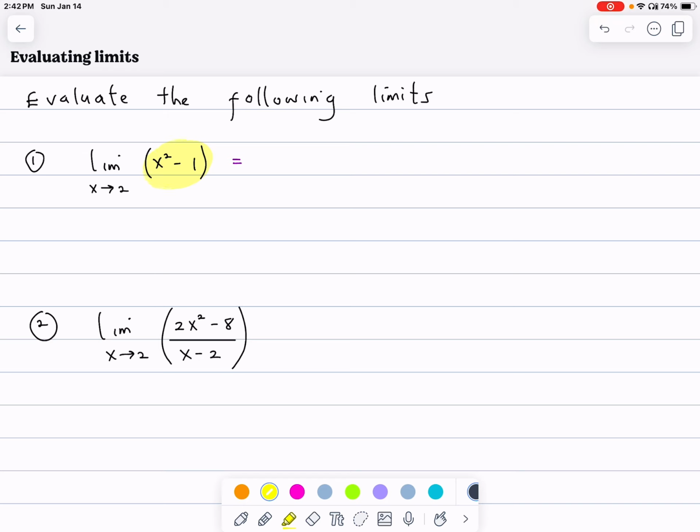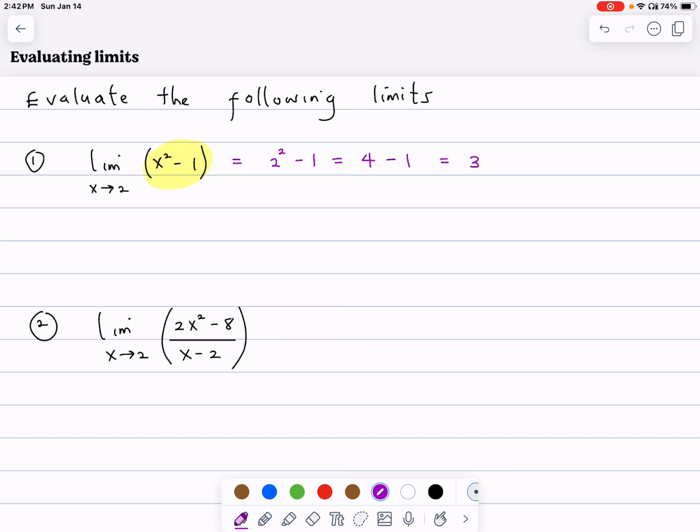So to evaluate a polynomial, you just plug in the point where x is approaching. So to evaluate this limit, I just plug in x is approaching 2 in this case, right? So I just plug in 2 into the polynomial. 2 squared minus 1, this is just going to be 4 minus 1, and this is going to be 3. So that's it for that. So that's a polynomial, that's it.